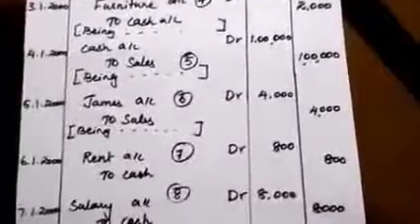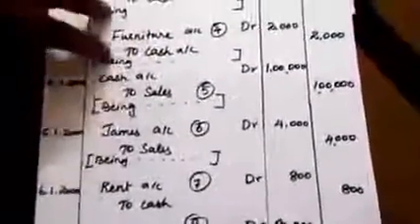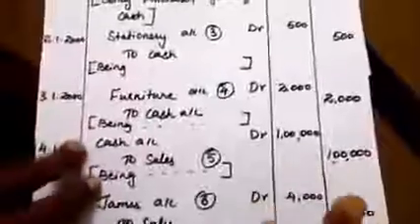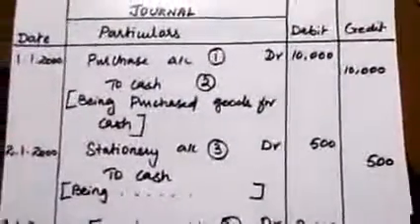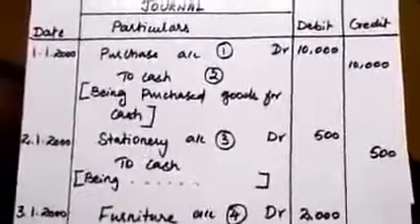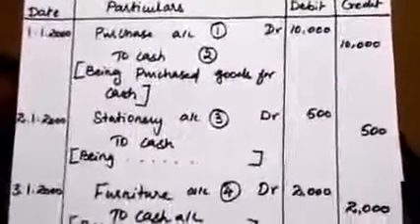So the first step in the accounting process is the journal. Journal means recording all the transactions, whether it is a small transaction or a big transaction, whatever may be the value, you need to technically write and record all the transactions.